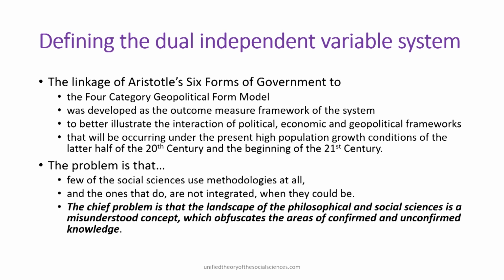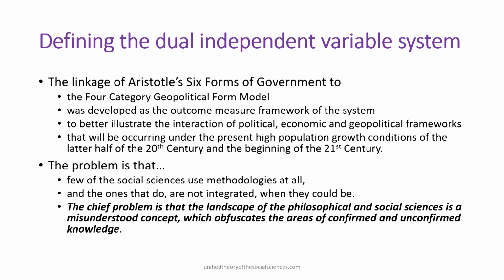The linkage of Aristotle's six forms of government to the 4-category geopolitical form model was developed as the outcome measure system framework to better illustrate the interaction of political, economic, and geopolitical frameworks that will be occurring under the present high population growth conditions of the latter half of the 20th century and the beginning of the 21st century.